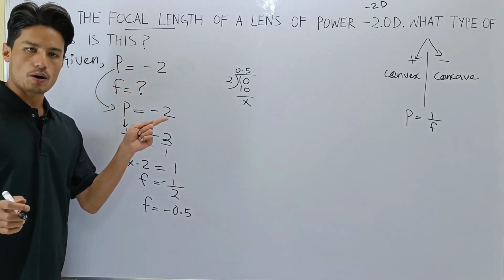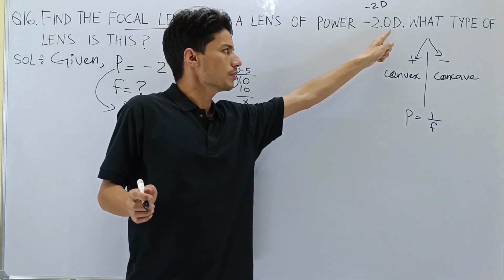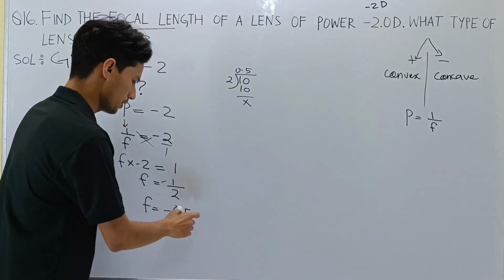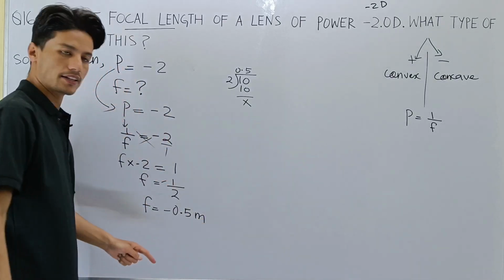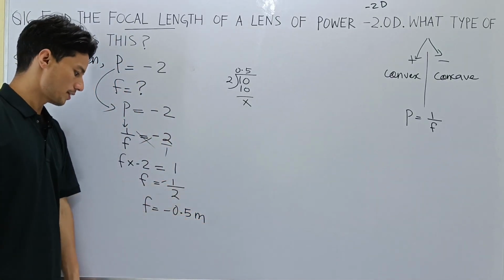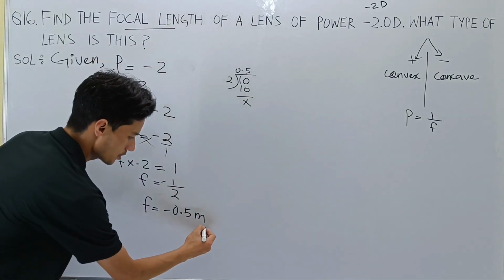So in questions on power, whenever the question provides you with power, the unit will be diopter. So by default, don't forget to put here meters. So the final answer should be minus 0.5 meter, m for meter. So this is the focal length. Find the focal length. We have just found the focal length.